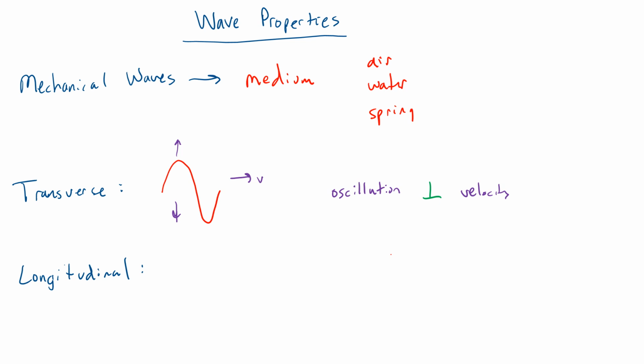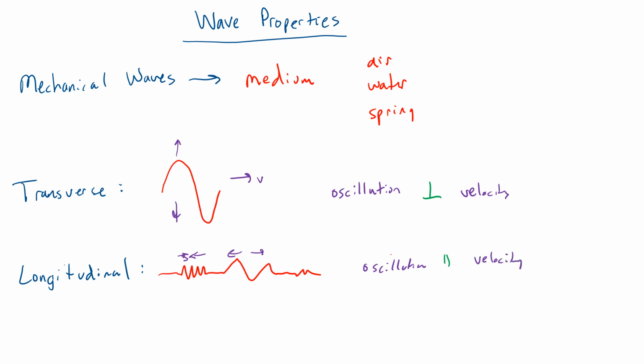Longitudinal waves are sort of the opposite of that. If we take a spring again and we scrunch it up, we have a scrunched up section and then an expanded section as we look at our wave. And so we see the opposite of that. We have our oscillation, in this case, compression and expansion, and that runs parallel to the way that the wave's actually moving.